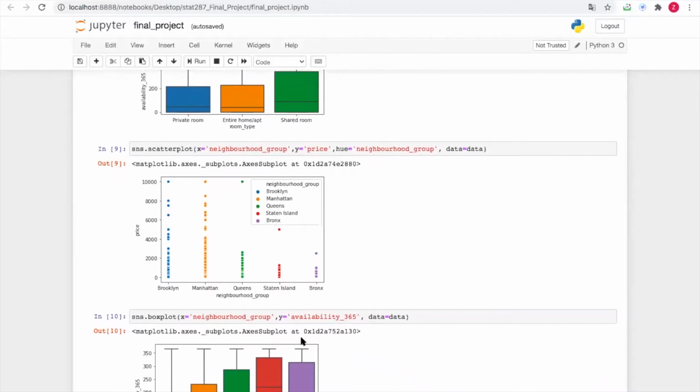And this scatter plot is to see price distribution in different neighborhood groups. We could see the prices of Brooklyn and Manhattan are generally on the high side. Relatively, their price ranges are wider. We could see the price of Bronx is lower than the other groups.